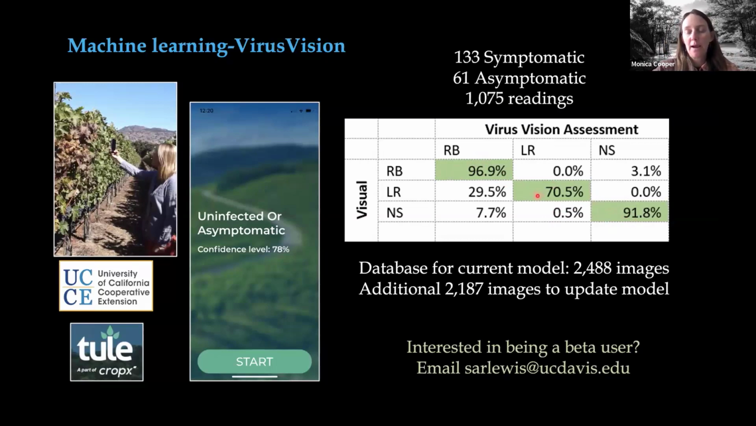So we actually don't have as many images as we need for the app to be confident in a leaf roll assessment. So we've been gathering some more images, and we'll need to update the model, which would hopefully improve our leaf roll assessments.